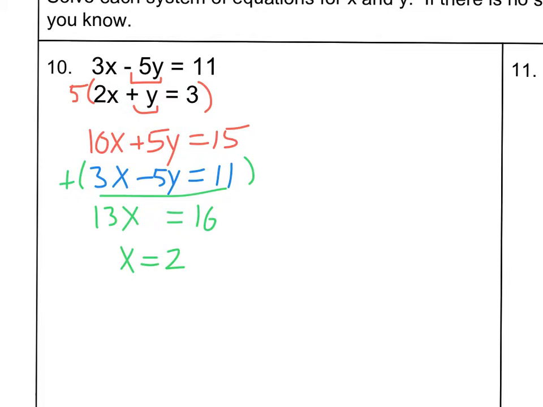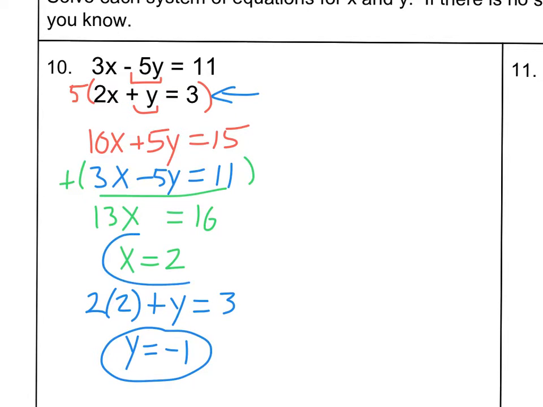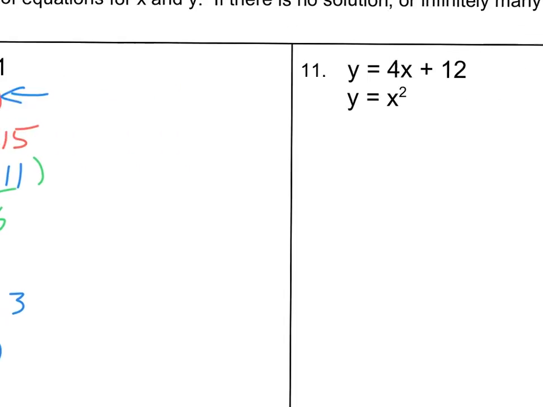The next thing I need to do is plug this back in. I like using this equation because there's less stuff in it. So we get 2 times 2 plus y is equal to 3. If 4 plus y is 3, that means that y has to be negative 1. You need both the x and the y in order to finish solving this.